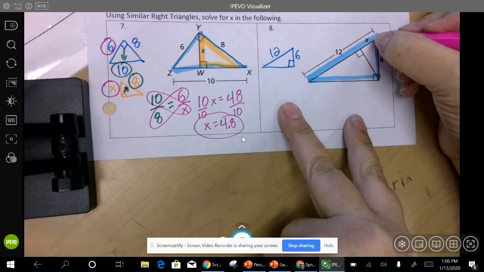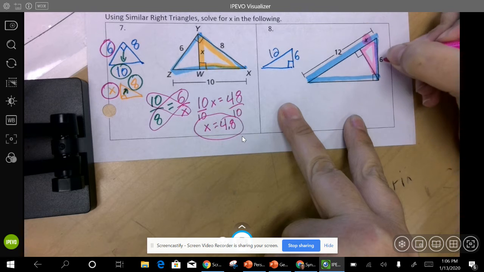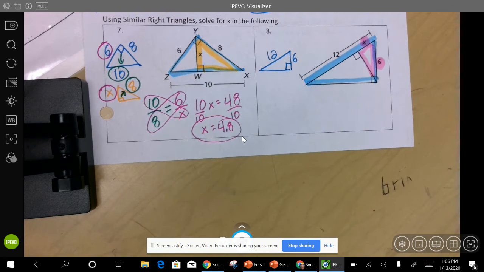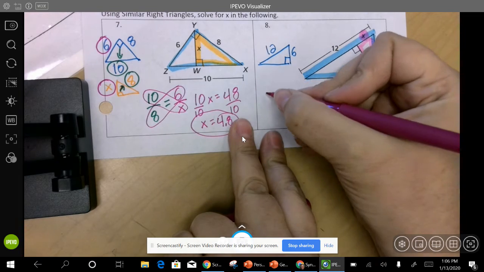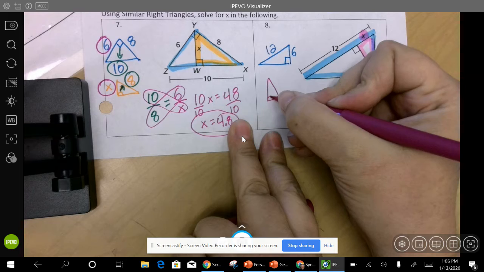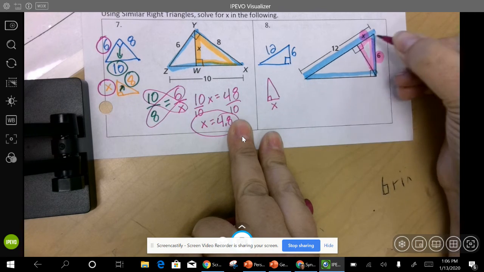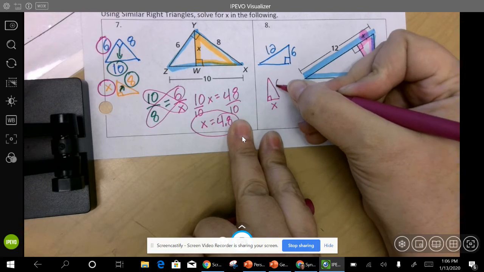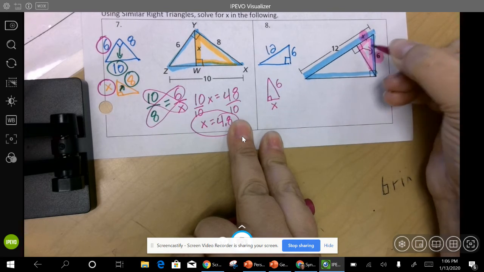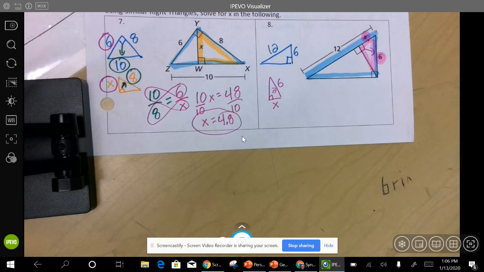So I have X and 6. Do you see how we have X and we have 6 for the small one? So that's a right angle right there. My shortest side is X. My hypotenuse is 6. Okay, then I can use that to set up my proportion.